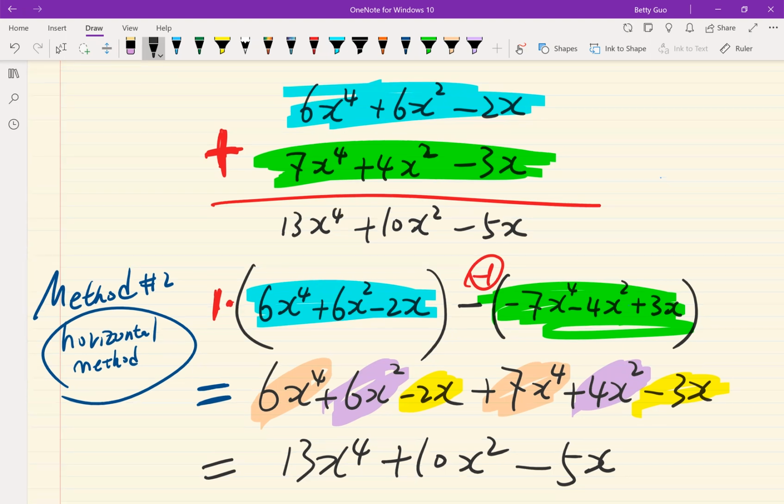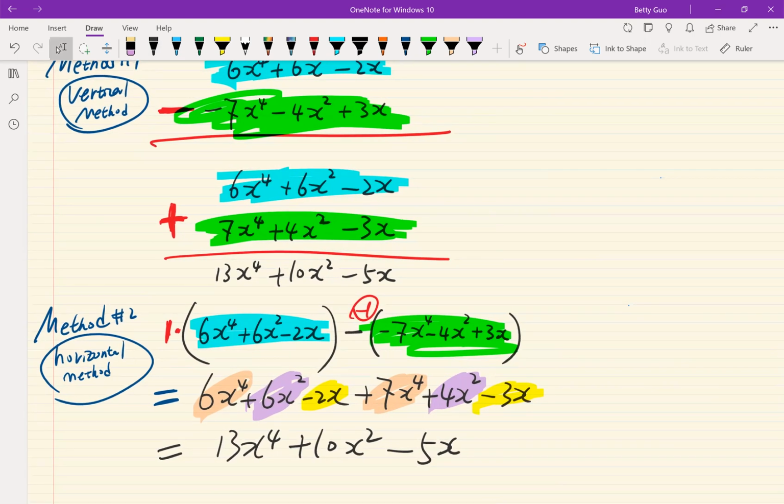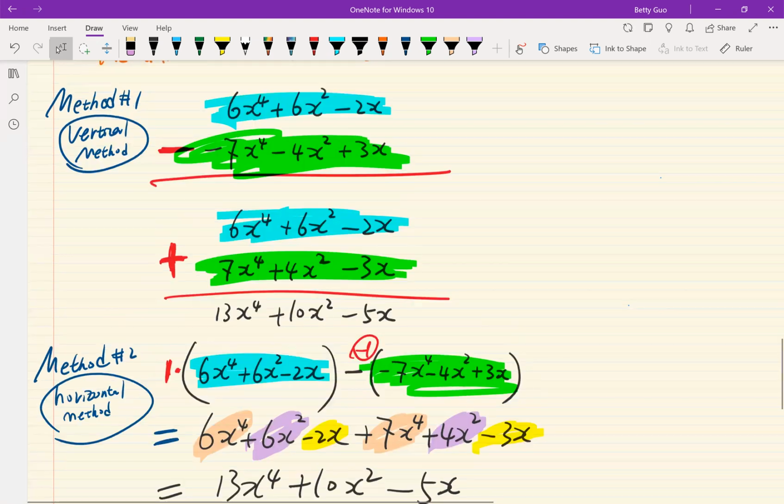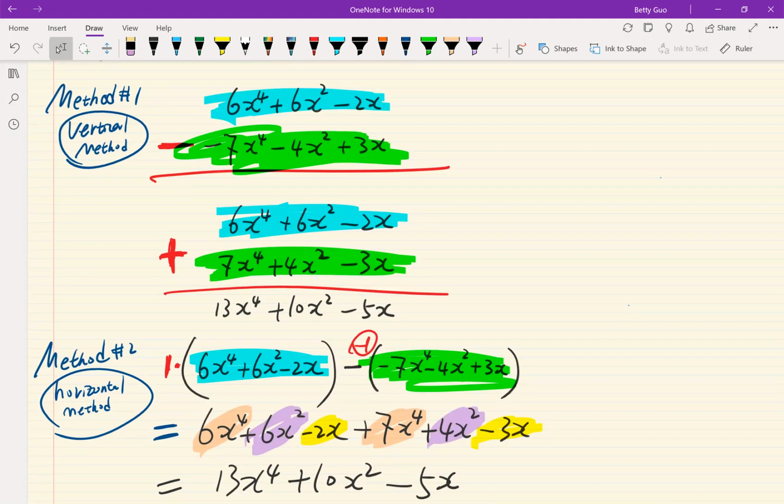Which of you like vertical better? Which of you like horizontal better? This time it's half, right? And so you don't like either? You guys don't raise your hand, so you don't like either of the two methods? Oh, okay, I didn't see you, sorry. So vertical still one. We're going to continue operations with polynomials tomorrow. Thank you guys for coming.